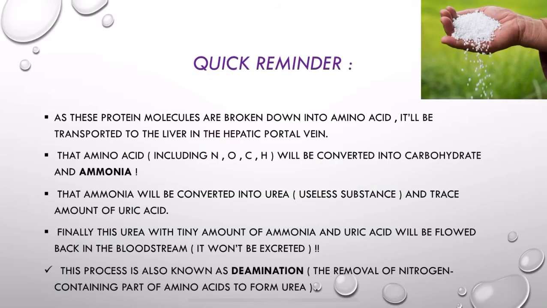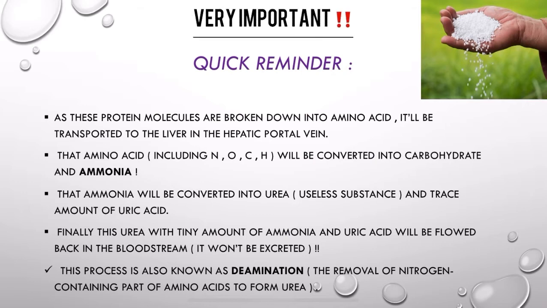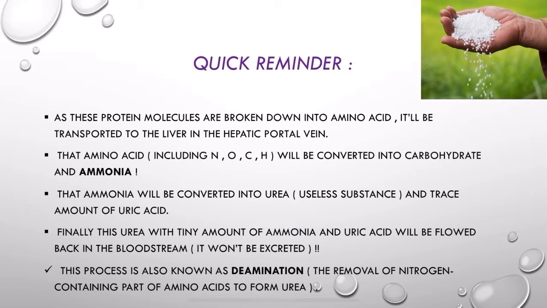So a quick reminder at first, as we talked about in our last video, as these protein molecules are broken down into amino acids, they will be transported to the liver in the hepatic portal vein. The amino acids collected in the liver, including nitrogen, oxygen, carbon, and hydrogen, which are the base units of protein molecules, will be converted into carbohydrates and ammonia. That carbohydrate is going to be stored inside the organ as glycogen, and it's something which is useful for the body all the time.